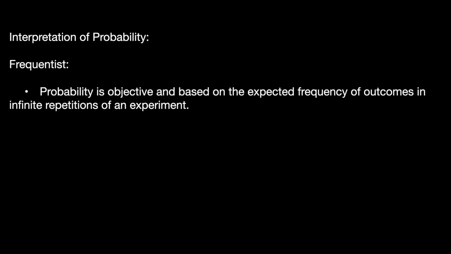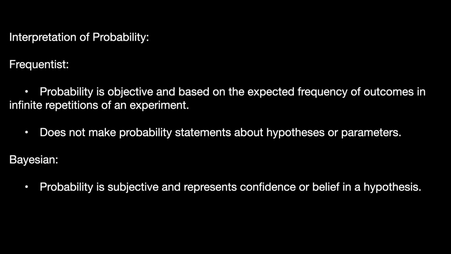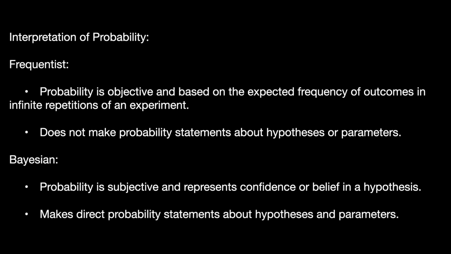In the frequentist approach, probability is objective and based on the expected frequency of outcomes in infinite repetitions of an experiment. It does not make probability statements about the hypothesis or the parameters. In Bayesian, probability is subjective and represents the confidence or the belief in a hypothesis. It makes direct probability statements about a hypothesis and the parameters.